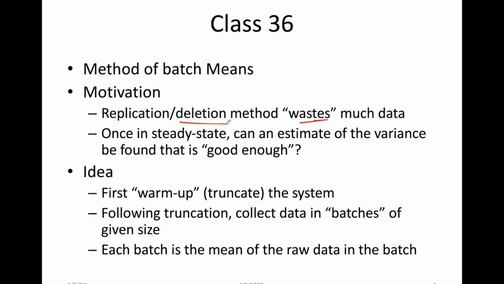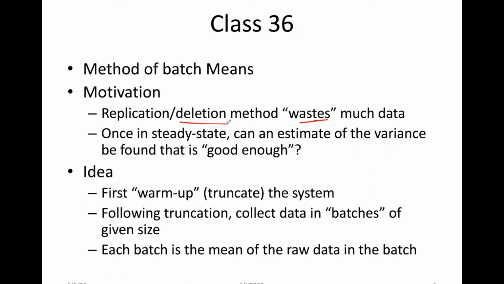And so a while back, some smart guy said, well, once we're in steady state, is there anything we can do, instead of just doing this again and again and throwing out all those initial observations, to get an estimate of the variance that's good enough? Again, the issue is the estimate of the variance, not the estimate of the mean. Obviously, the more observations that go into the estimate of the mean, the better it's going to be, even with autocorrelation.